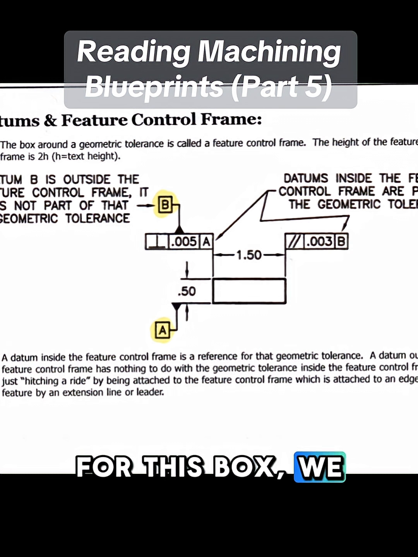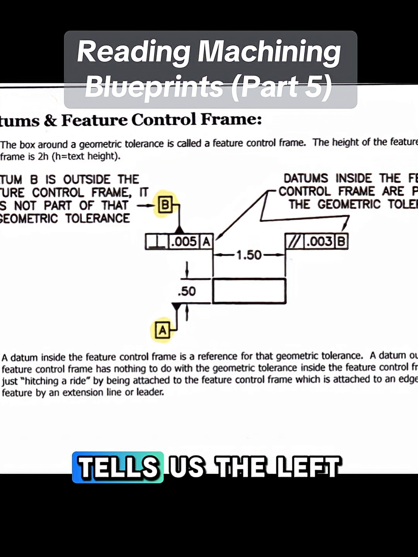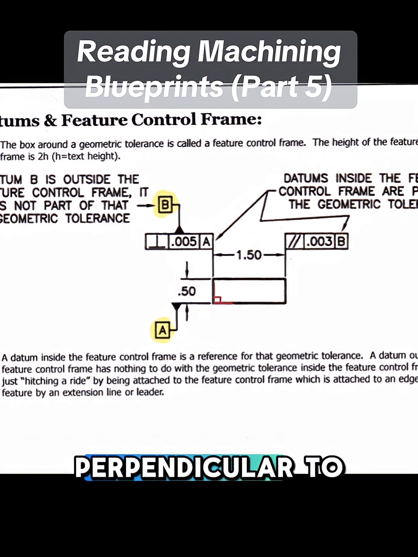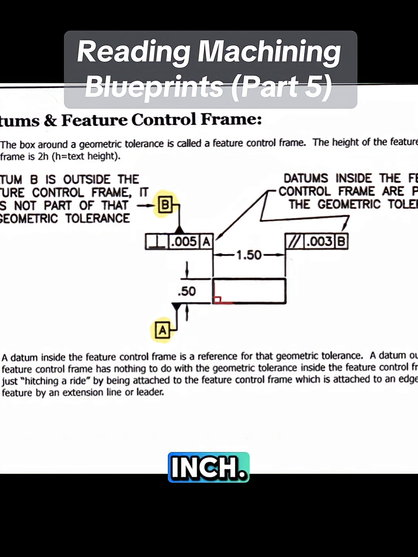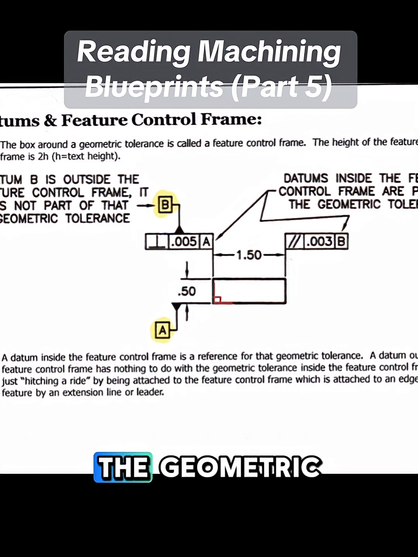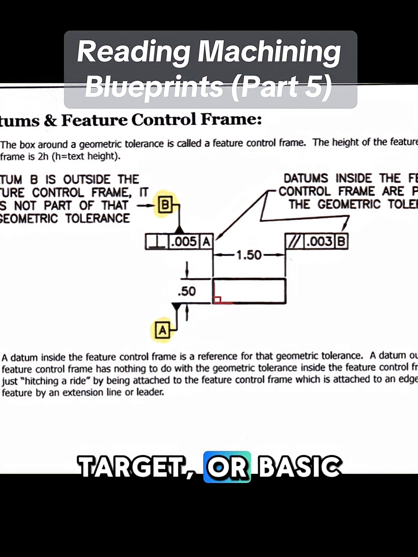Now let's go over an example. For this box, we place datum A at the bottom. Then, the feature control frame tells us the left side is perpendicular to the bottom, where datum A is, within 5/1000ths of an inch. That 5 thou is the geometric tolerance, the box number. That's your exact target, or basic dimension.